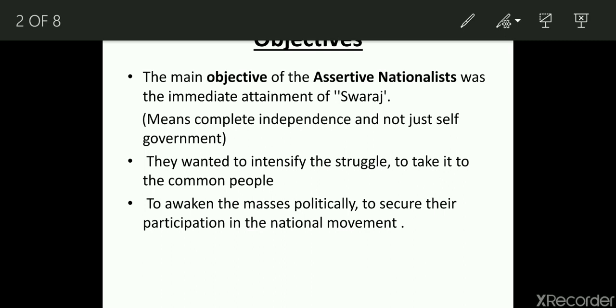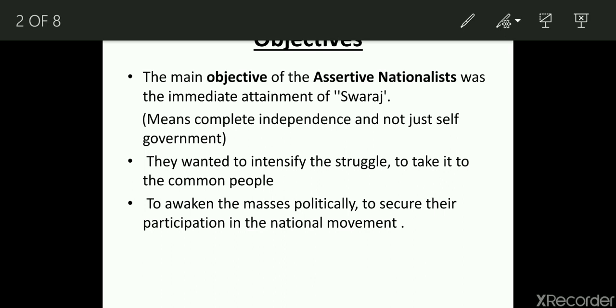So, what was self-government, children? Self-government means a rule carried out by Indians but under the British crown. But here, the assertive leaders were demanding complete independence or Purna Swaraj. They wanted to intensify the struggle, take it to the common people, and awaken the masses politically to secure their participation in the national movement. So, these were the main objectives of the assertive nationalists, what they wanted from the Britishers.